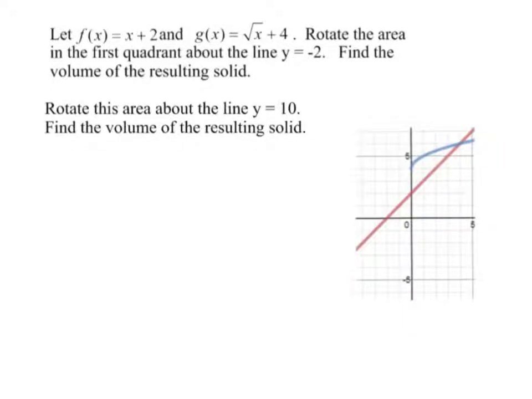In this video, we're just going to do a little bit more practice with volumes of revolution. So you see that we have f of x is equal to x plus 2, g of x is equal to the square root of x plus 4. We're going to rotate that area around the line y equals negative 2. Okay, so y equals negative 2, of course, down here.